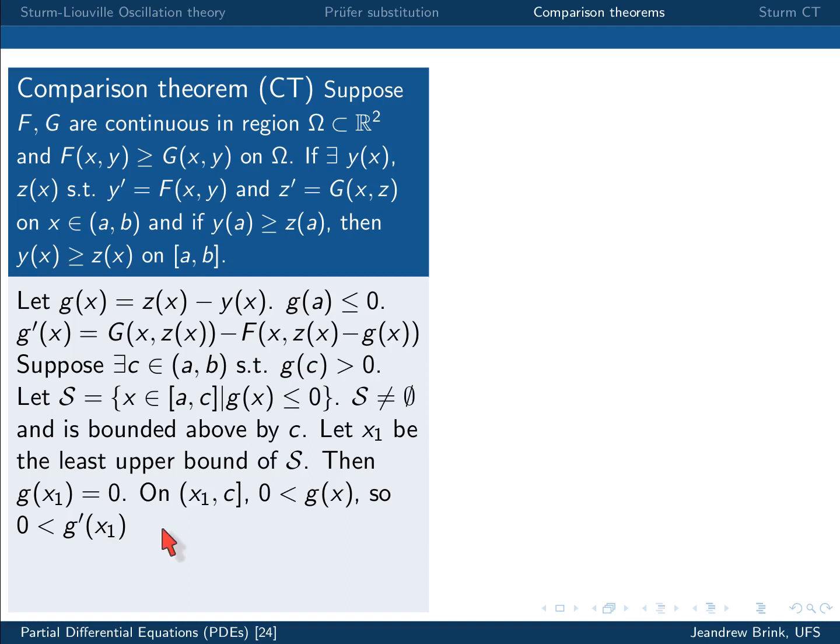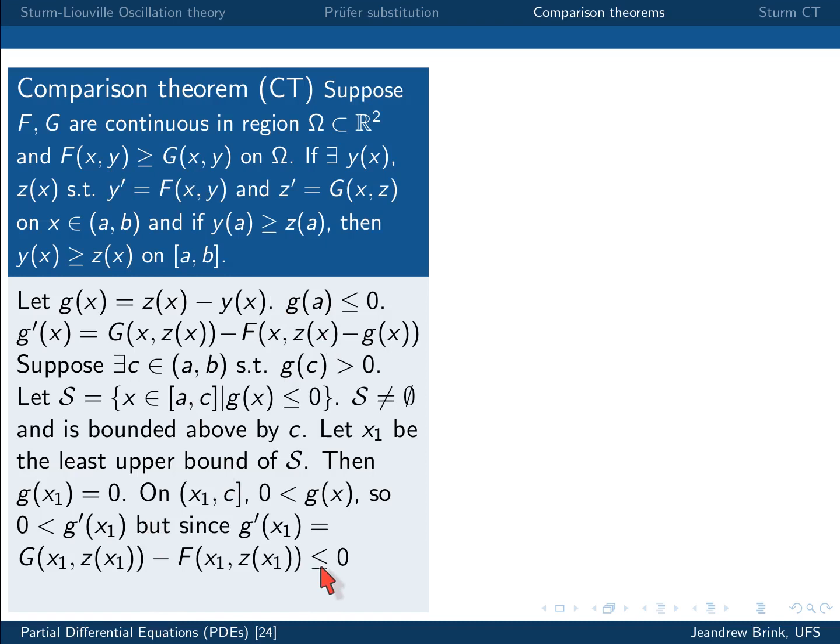But we know what the g derivative at x1 is, and in fact we can evaluate it because at x1 we have g of x1 equals 0. So substituting g of x1 equals 0 into this expression, we find that the derivative of g at x1 is simply g of xz minus f of xz, because g of x1 is 0. And this is all evaluated at x1. But from this condition up here, our assumption, we have that that is less than or equal to 0.